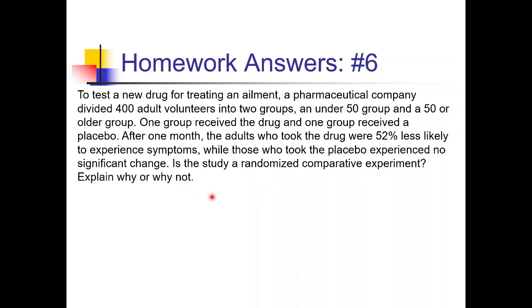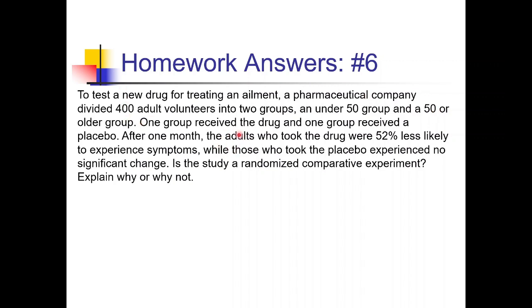Why or why not? So this one actually fails to be randomized on 2 counts. One of them is the fact that the pool of people that the drug company is choosing from were volunteers. So already you're not getting a random sampling of the general population. Also, we split the people into 2 groups that were very different. So we have an under 50 group and a 50 or older group.